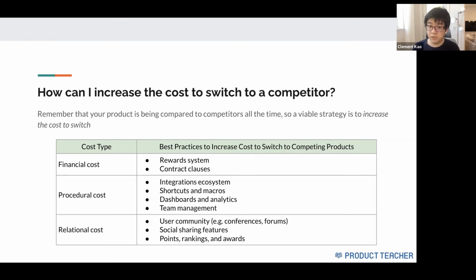All of these kinds of team functionalities can make you stand out in a place where everyone else is just using individual accounts. And so that's also another really great way to increase the cost it takes to switch over to a competitor. And finally, let's talk a little bit about relational cost, right?